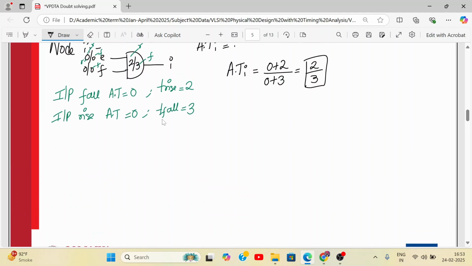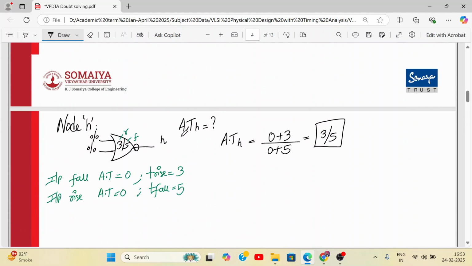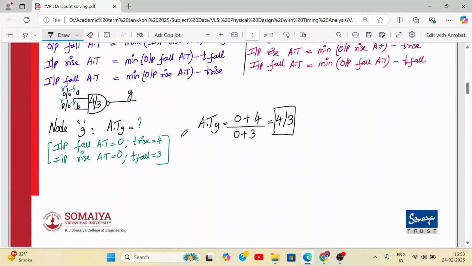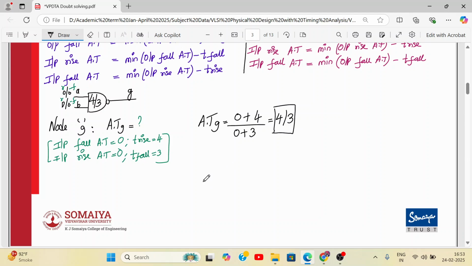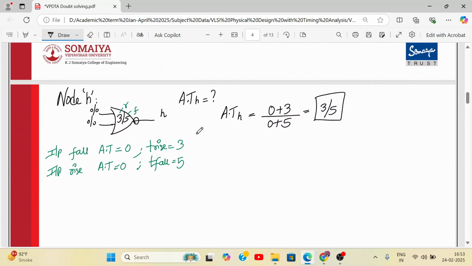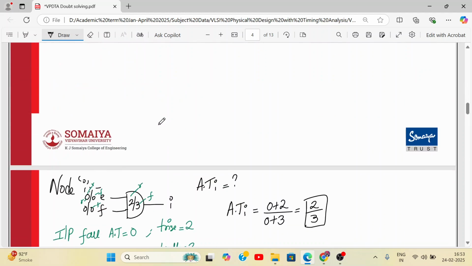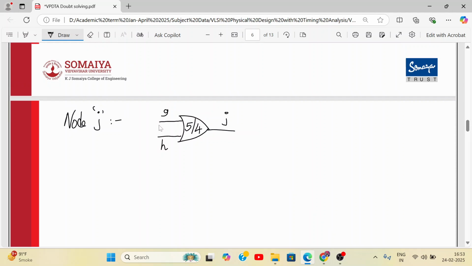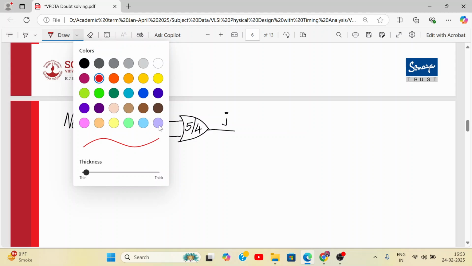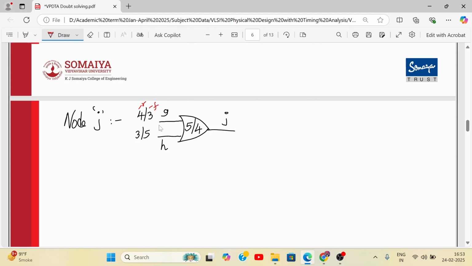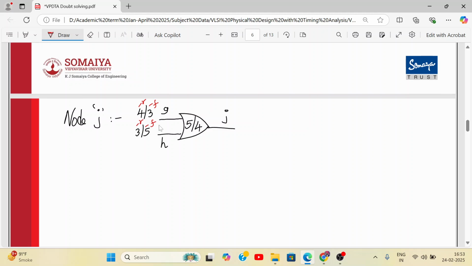For G and H we have already calculated the arrival time. So how much is it? For G the arrival time is 4 by 3, and H is 3 by 5. So we have to write it over here: 4 3, and this is 3 and 5. These are basically the rise and the fall. So this is rise, this is fall, this is rise, this is fall. Here we have to consider the maximum values.